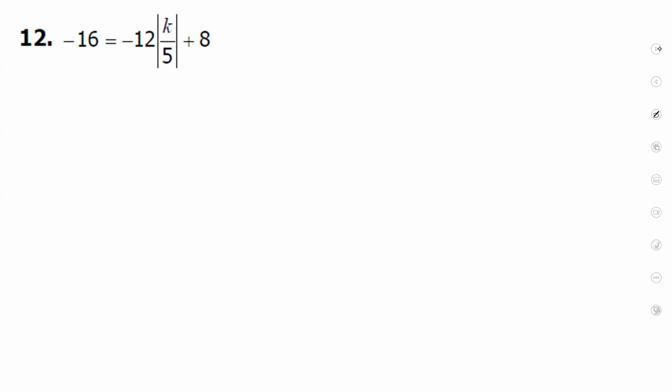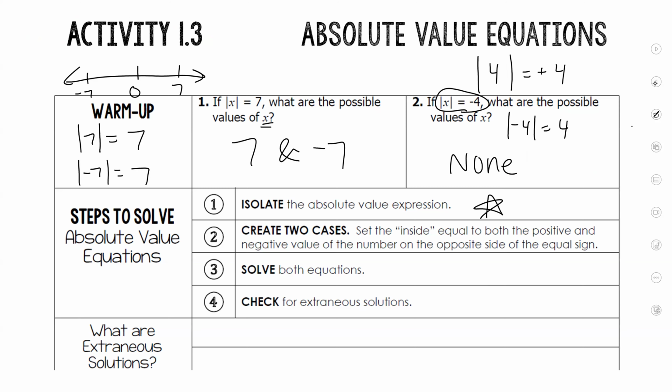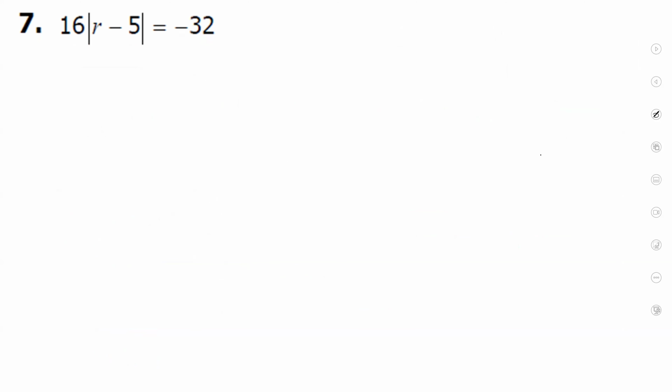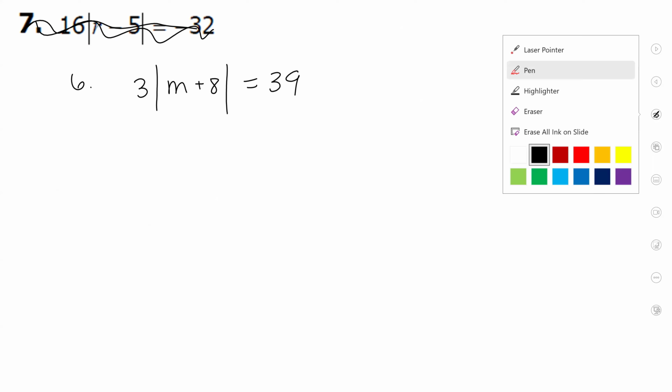Okay, let's do a hard one then. Let's do number 6. Okay, I'm going to write number 6 on the board. Okay, can someone read me number 6, please? So the 3 and then a line, and the m plus 8 and a line equals 39.